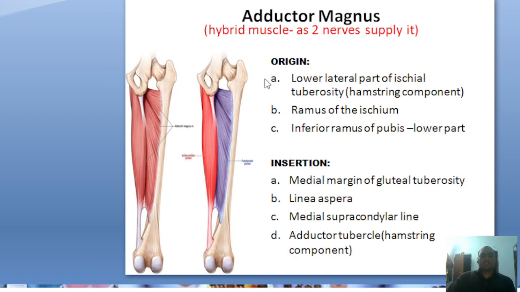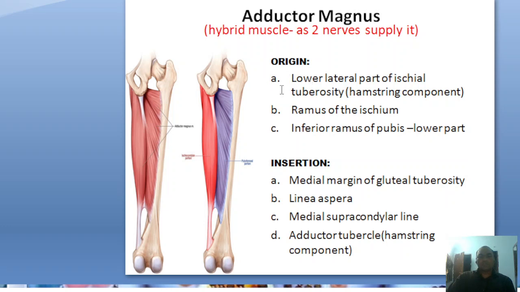Last muscle of hamstring is adductor magnus. It is a hybrid muscle because some part is hamstring part and another part is adductor or medial compartment. Both parts are united in this region. It is called a hybrid muscle because it is supplied by two different motor nerves. The adductor compartment is supplied by the obturator nerve and the hamstring compartment by the tibial part of the sciatic nerve.